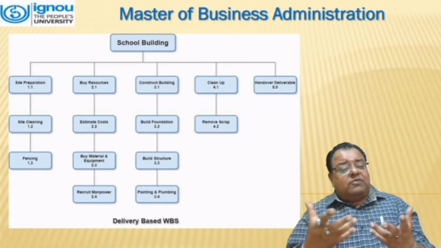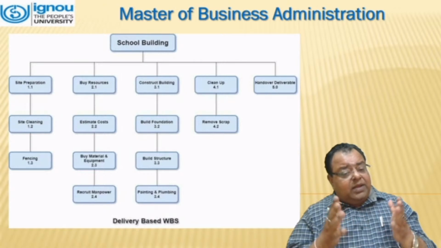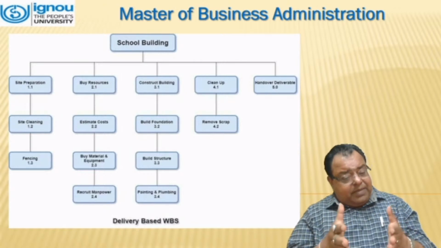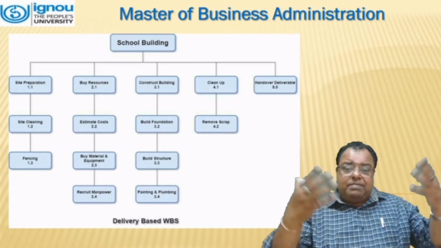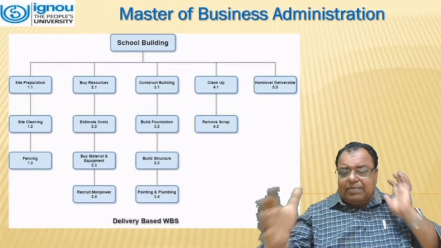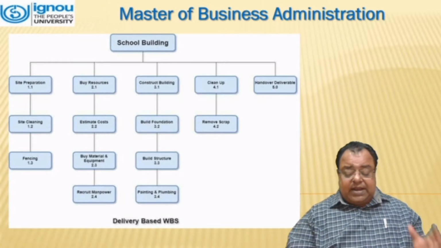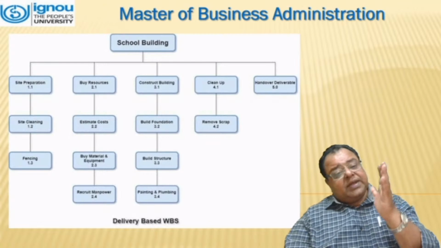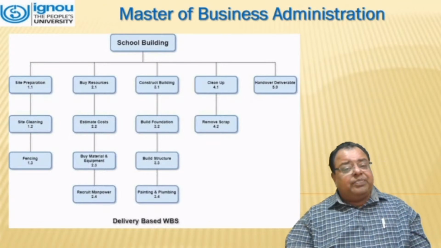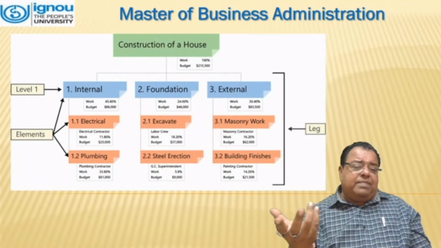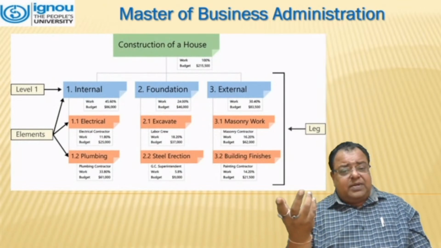Thirdly, it moves to the construction of the building: build foundation, build structure, painting, plumbing. Then clean up or remove the scrap. Then comes the fifth level, handover deliverables. That means in that stage, the building will be handed over to the authorities.